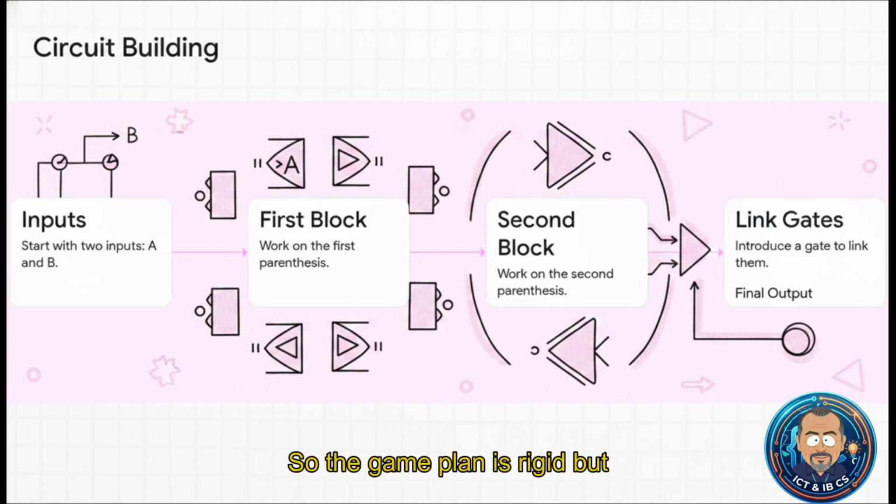So the game plan is rigid but straightforward. You plot your main input variables on the far left. Then, you solve your first isolated equation block, that first parentheses, by routing inputs through the required gates. Once that distinct block is built, you move to the next parenthesis, maybe throwing in some inverters. Finally, once all your internal blocks are constructed, you drop in a linking gate. This final gate acts as the grand bridge, pulling the separate outputs from your isolated blocks together into one definitive final output. Stick to this order and you guarantee the hardware mirrors the math flawlessly.